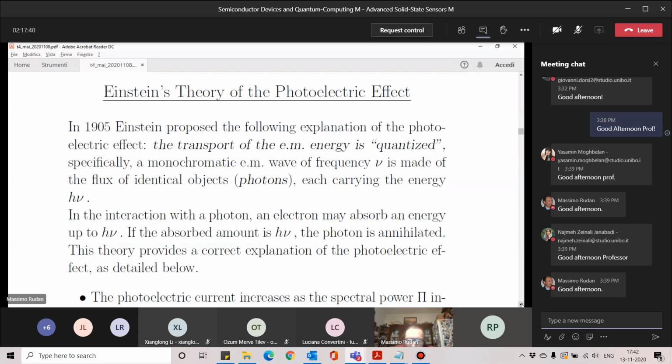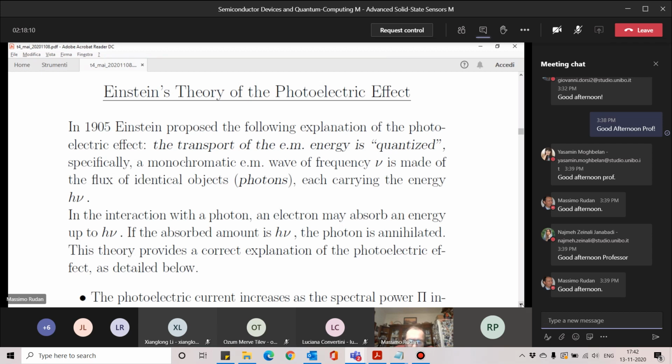So in this way, we can view the transport of energy of the electromagnetic field as carried out by identical objects that are called photons. Each mode is made of an integer number of photons, and the energy of each photon is equal to the product h-nu.